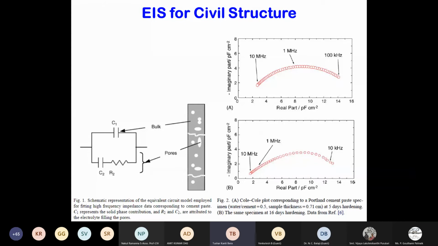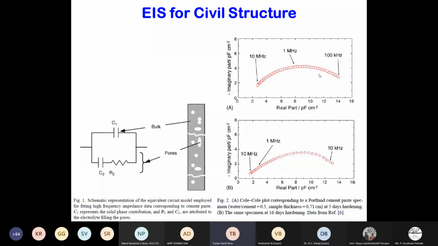Now if pores or voids are there, that will definitely be reflected in the circuit, because in an equivalent circuit, each element will have a different composition, say significance. So definitely there will be an influence on the electrical circuit.